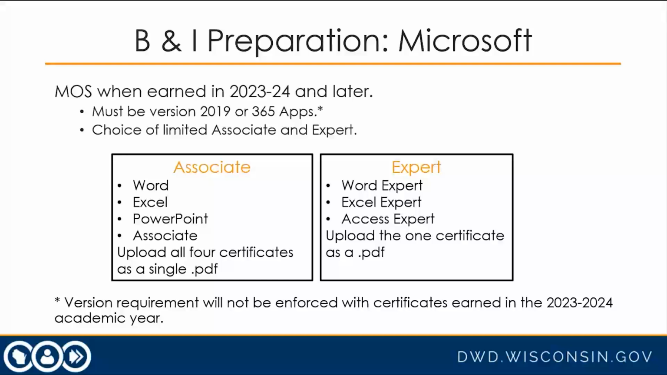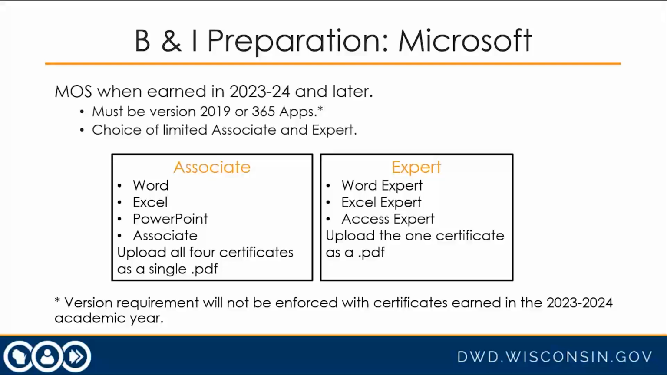This slide pertains to Microsoft Office Specialist certifications earned in the 2023 to 24 academic year and later. Each certificate must be a Microsoft version 2019 or 365 apps. They may be mixed. There is now a choice of the General Associate and the Expert level certifications.